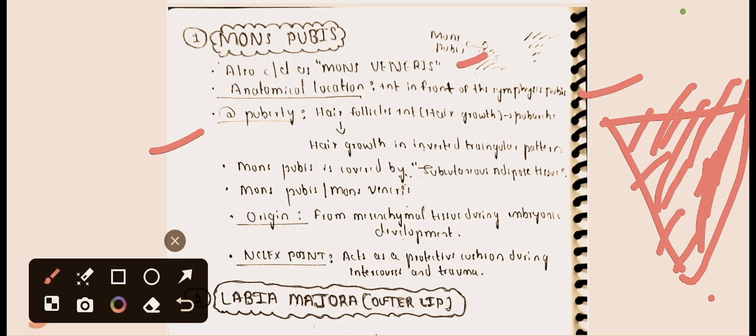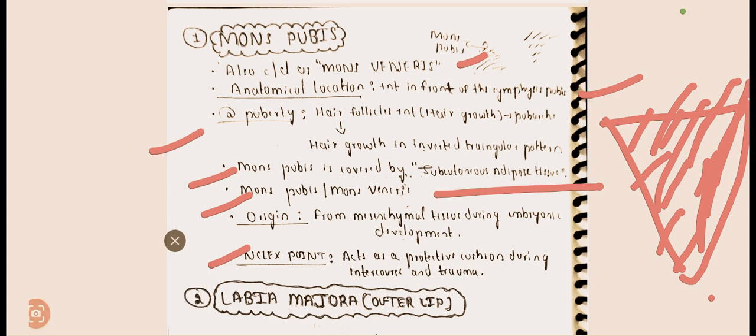The Mons pubis is covered by subcutaneous adipose tissue, and is also called Mons veneris. It originates from mesenchymal tissue during embryonic development. It acts as a protective cushion during intercourse and trauma.